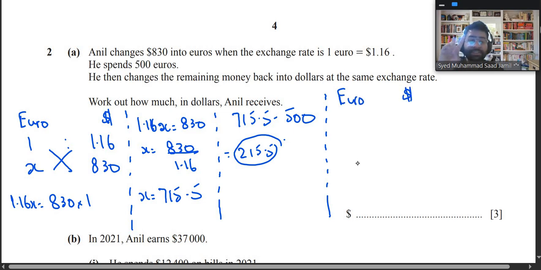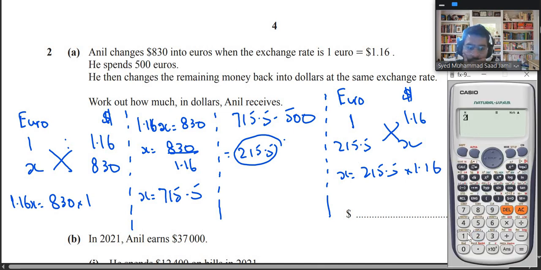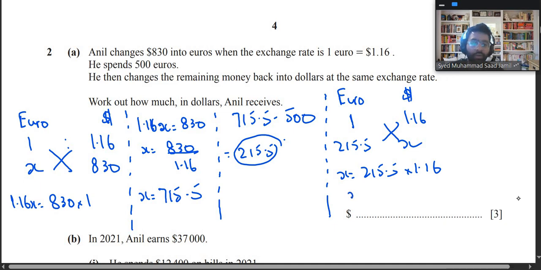I will tell you guys a second method to do this question as well, which is quite shorter. So I want you guys to stick till the very end of this question. 1.16. So he already has 215.5 euros. He cross multiplies. So x is equal to 215.5 multiplied by 1.16. So it's 249.98. We will round it off to $250. So he has $250.